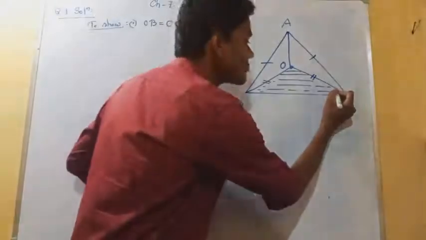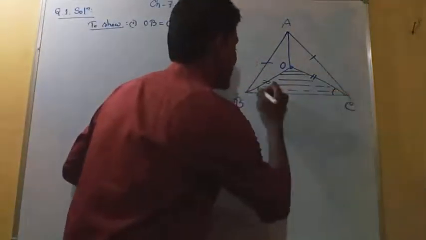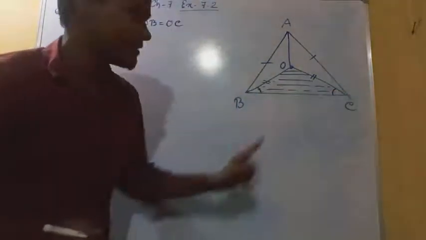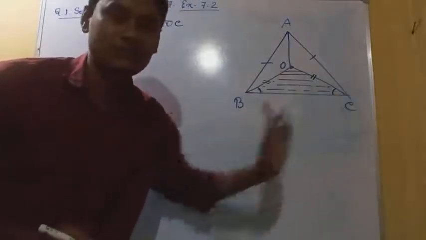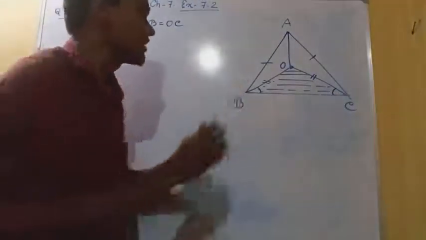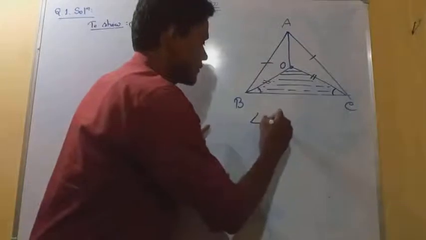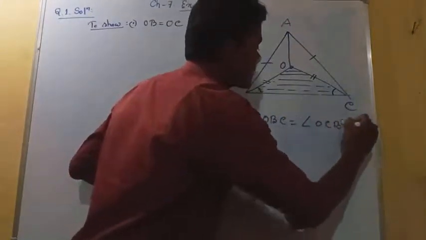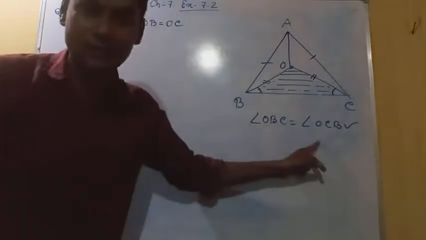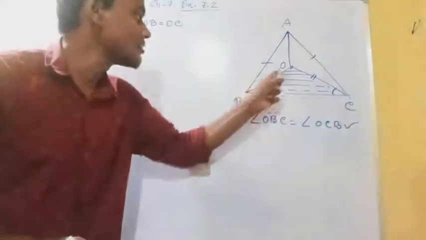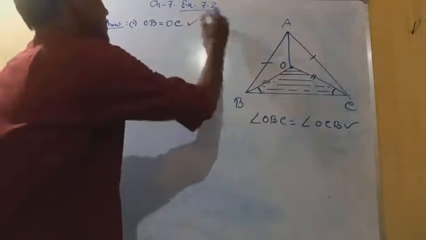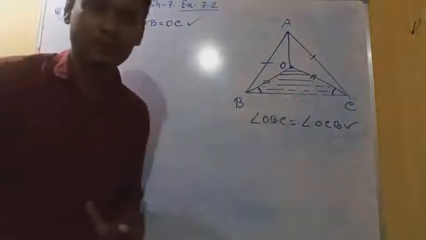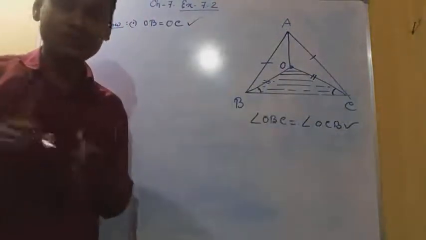That means, once we are able to show that this angle is equal to this angle, then we can say that this OB side is equal to this OC side. So our first motive is to show that angle OBC is equal to angle OCB. Once we show these two angles are equal, then we can easily say that OB is equal to OC. How to show? Concentrate on the given things.